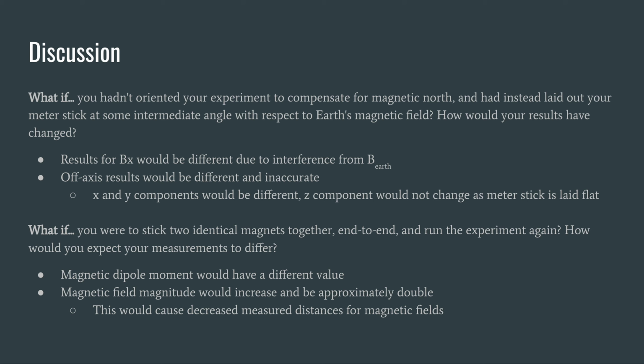And what if you were to stick two identical magnets together end to end and run the experiment again? These measurements would differ because the magnetic dipole moment would have a different value, and the magnetic field would increase and be approximately double, and this would cause decreased measured distances for the magnetic fields.